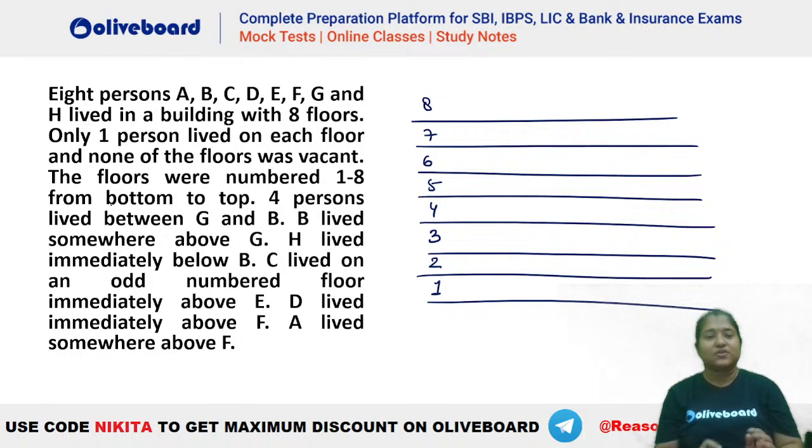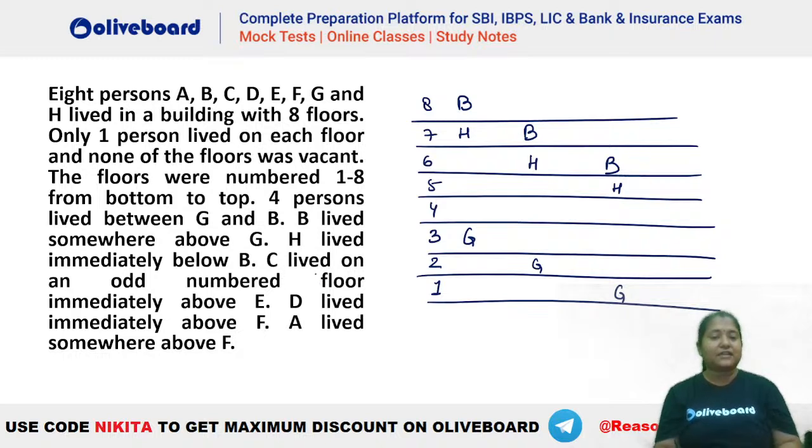Chalo, let's see. So you can see there are 8 persons living in a building such that we have 8 to 1. Now it says that 4 persons are there between G and B. B has to be somewhere above G. H lived immediately below B. So here, let's say if we take your B here, so 1, 2, 3, 4, we can have your G here. 4 persons between B and G. H lived immediately below B, can be like this. Similarly, B, H and G can be like this, and similarly B, H and G can be like this. Either of the 3 cases.